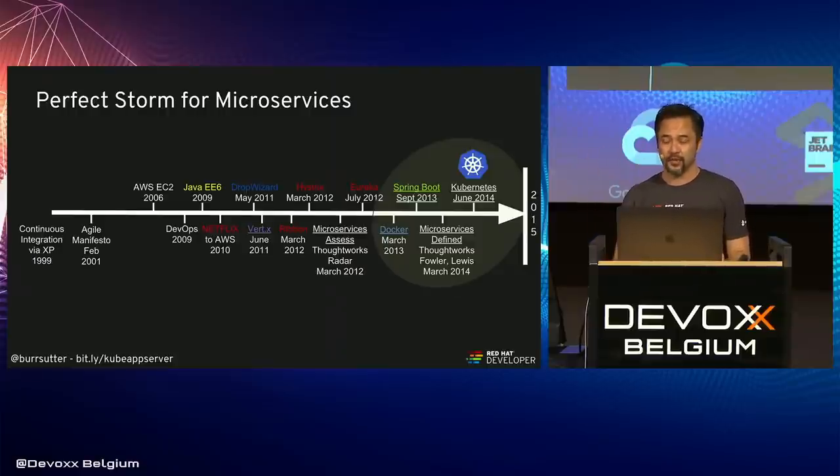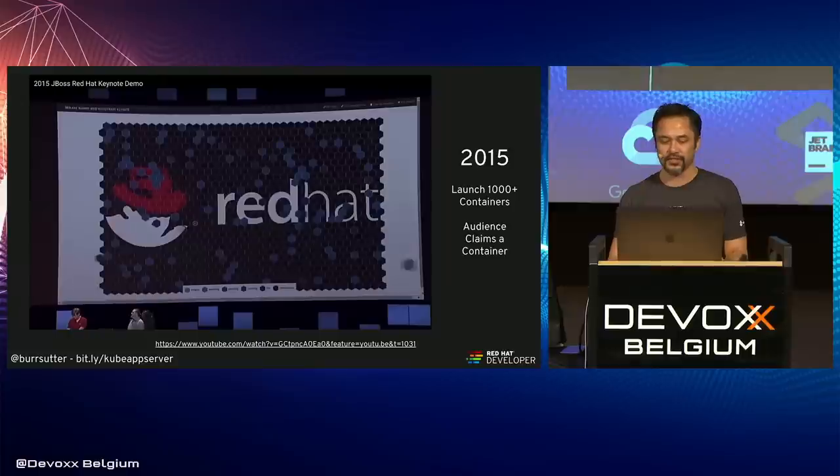So Kubernetes came out in 2014. We were part of that effort at Red Hat to bring that technology to market. We were in from the very get-go. We're the second largest contributor to Kubernetes, and we call that thing OpenShift. That's our supported version of it. And to make the point, in 2015, we launched 1,000 containers live on stage for an audience twice the size of this one, and we invited everyone in the audience to then claim their container, use their app server that we launched for them in 2.5 minutes, but 1,000-plus app servers in 2.5 minutes. That's kind of astronomical if you think about it.